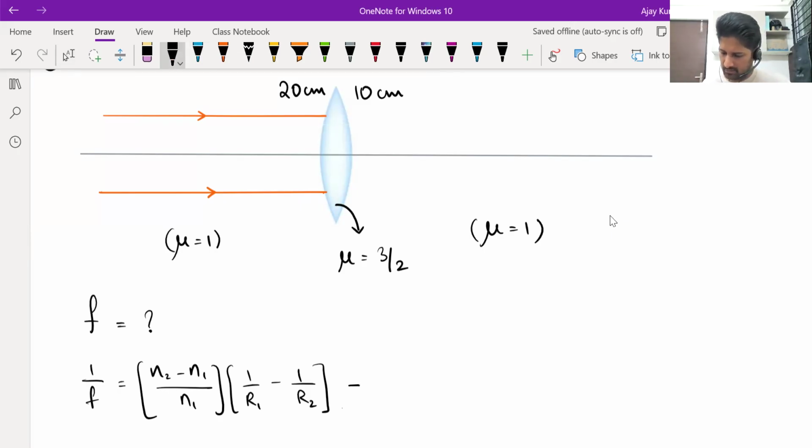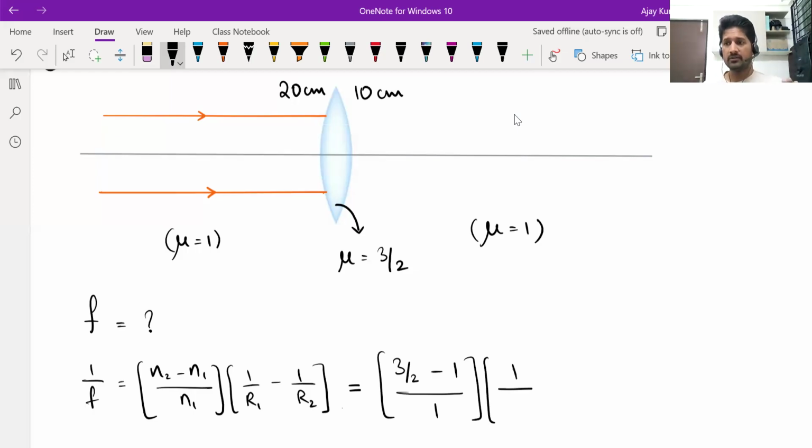In this formula, can any of you tell me what n2 means and what n1 means? Like which refractive index is n2 and which one is n1? N2 is that of the lens and n1 is that of the medium outside the lens. So in this case, it becomes 3 by 2 minus 1 divided by 1 multiplied with 1 by R1. R1 is the radius of curvature of the first surface where the refraction takes place. And since we have assumed light rays to be incident from the left side, this is the first surface for us and the other one is the second surface.